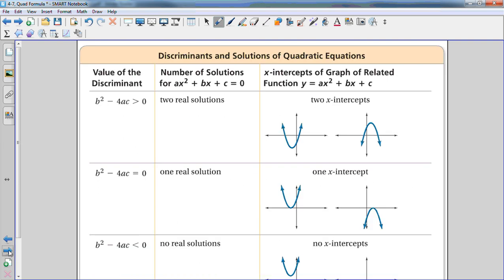If you have 2 real solutions, your graph is going to hit the x-axis twice. Your x squared graph, you're going to have 2 possible solutions. If your discriminant is equal to 0, that means you have 1 x-intercept. That means the vertex of the graph is on the x-axis. There's only 1 x-intercept. Okay?